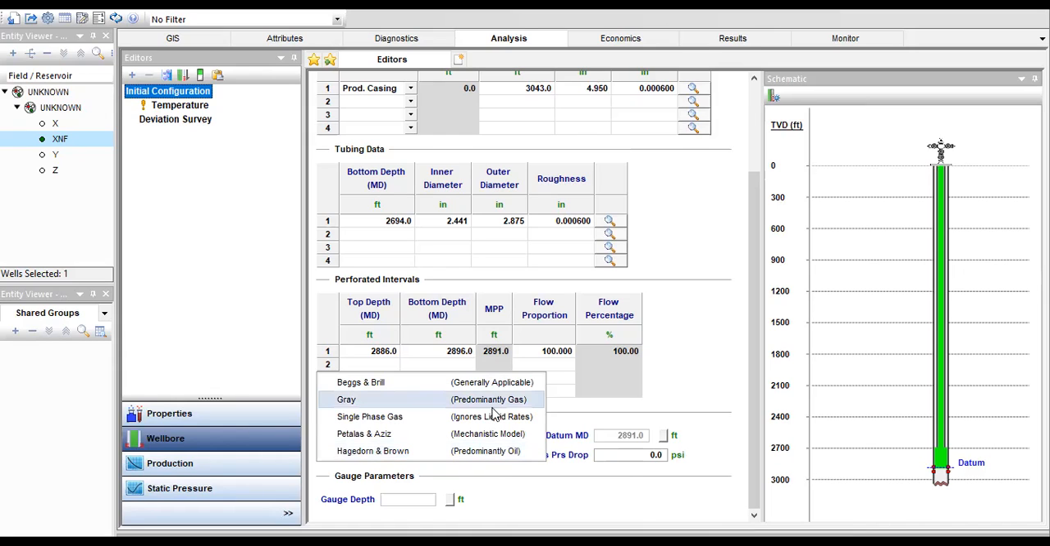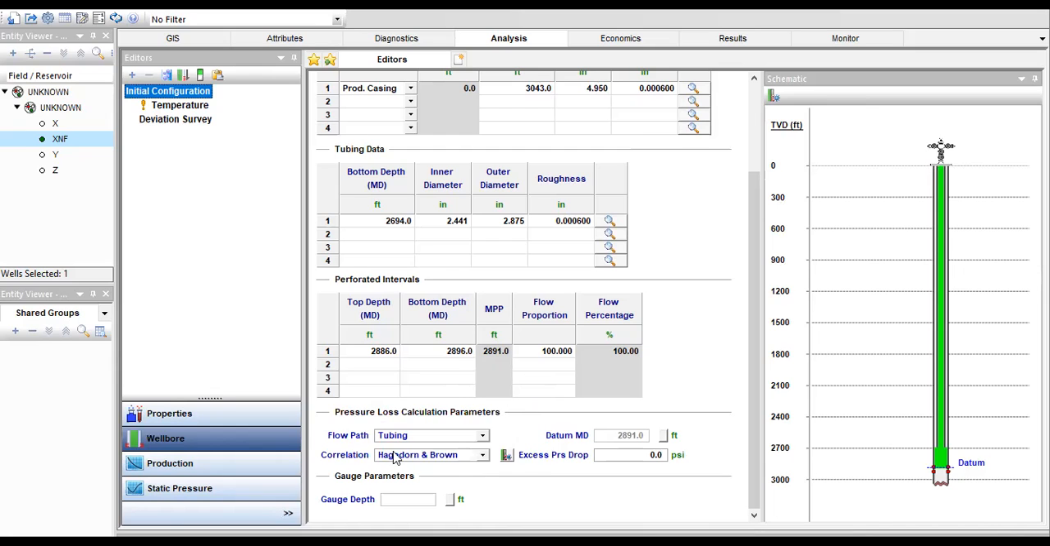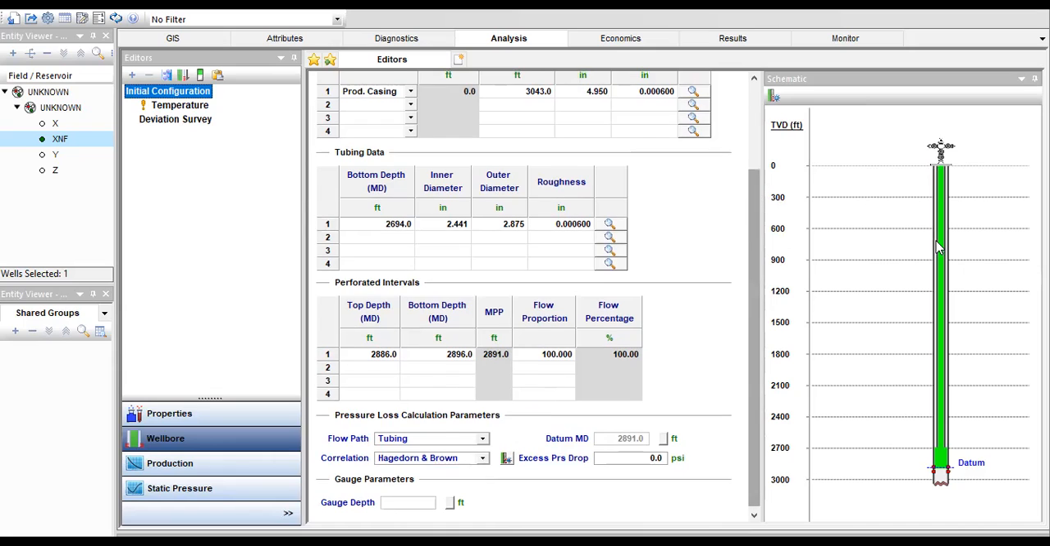Hagedorn and Brown. You can see here, this is the recommendation from Harmony Enterprise. Beggs and Brill, generally applicable. Gray, predominantly gas. In my experience, Gray is most of the time good for gas with low water gas ratio. Single phase gas ignores liquid rates, and Brown, predominantly oil. In Brown, I assume no excess pressures. Okay, so now it's good already.